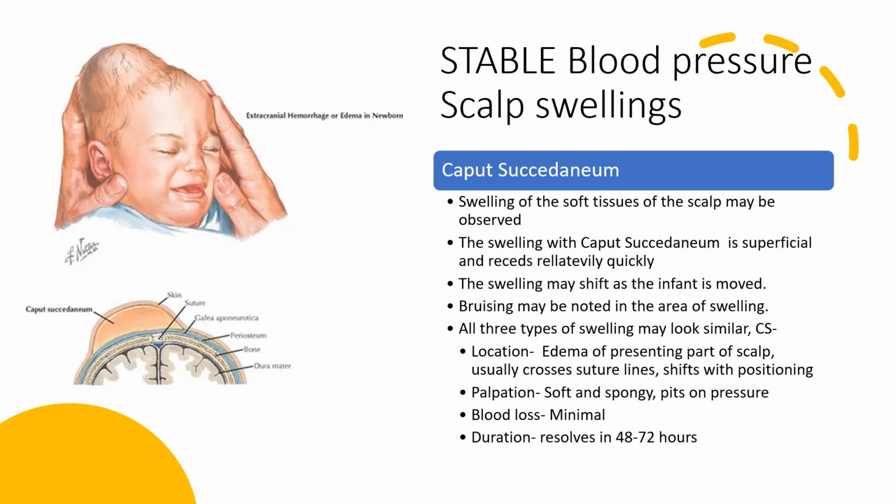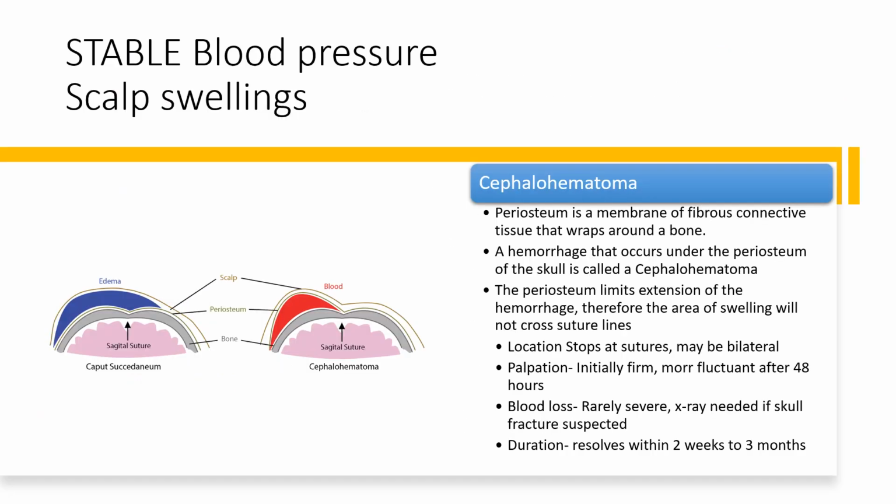The first one, caput succedaneum. Swelling of the soft tissues of the scalp may be observed. Superficial, recedes relatively quickly. The swelling may shift as the infant is moved. Bruising may be noted in the area of swelling. All 3 types of swelling may look similar, but here are some of the differences. With the first one, location: edema of the presenting part of the scalp usually crosses the suture lines. The palpation is soft and spongy, so it's usually kind of bigger and all over. Pits on pressure. Blood loss is minimal. Usually resolves by itself in 48 to 72 hours. Here's how it looks inside. We have these sutures, and the first one goes over all the sutures, just kind of big over there.